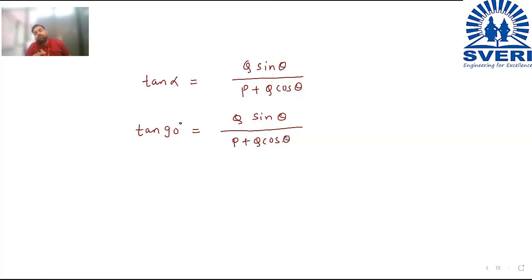Okay, so tan of 90 is infinity. How is it infinity? If you are not able to solve it on the calculator, then you can do this. Tan 90 means sin 90 upon cos 90. Sin 90 is 1, cos 90 is 0. So this is 1 by 0. If you divide anything by 0, you will get the answer as infinity. So here I can write infinity is equal to Q sin theta upon P plus Q cos theta.